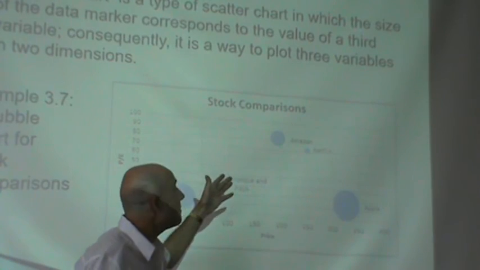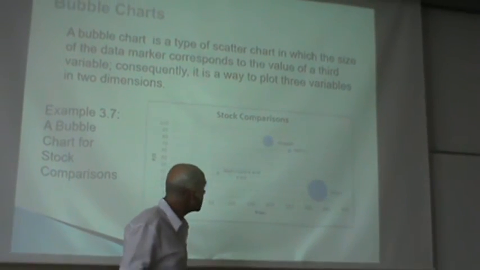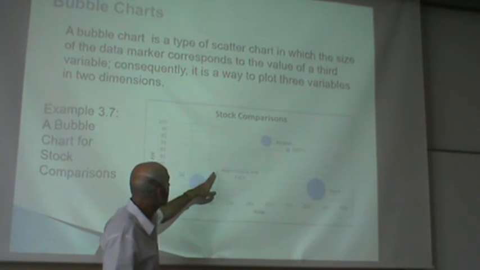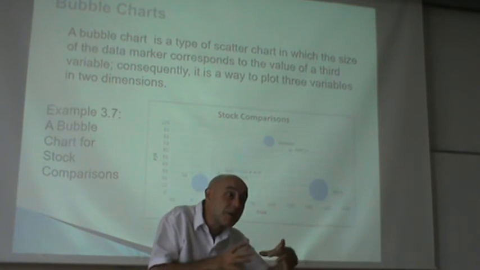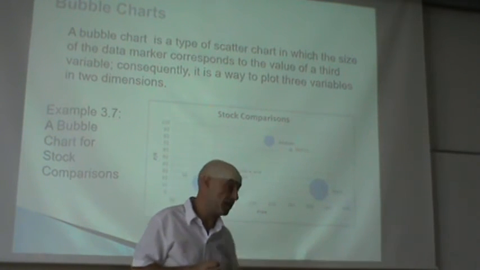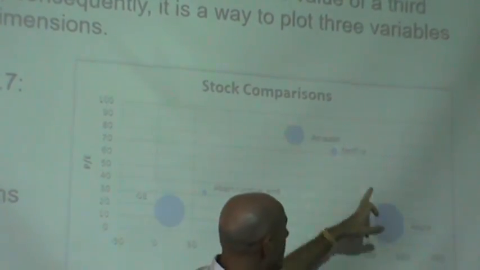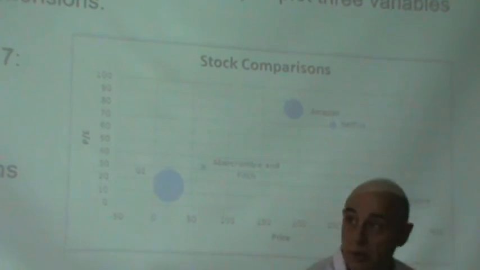You could possibly use a bubble chart. And a bubble chart is like that. There's a bubble over here. There's a bubble over here. Bubble, bubble, bubble. Okay? And in this bubble, somehow the bubble is going to show you the size. Here, the bubble is for GE, for Abercrombie, Amazon, and Apple. Well, what is the bubble about? Well, let's try and read, okay? It's a type of scatter chart in which the size of the data marker corresponds to the value of a third variable. So, in a bubble chart, you have 3 variables.